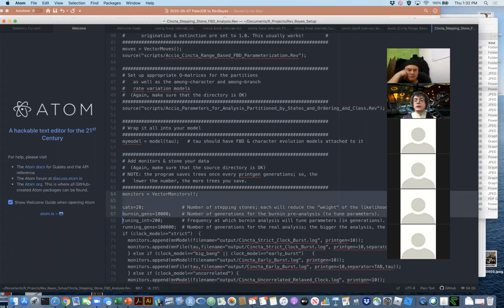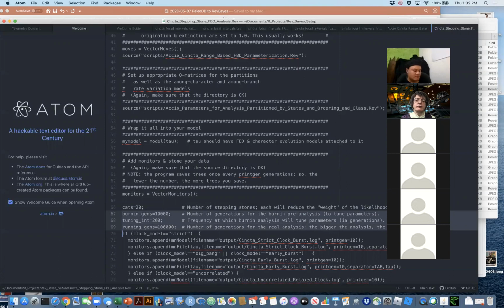The monitors command is basically going to tell you what to output to the screen, what output to files. Cats here is going to tell you, because it's a stepping stone approach, how many different stepping stones. Each one of these, if we have 20, is going to get 1/20th of the way further to completely ignoring likelihoods, starting from 1 going to 0, although it doesn't follow a strict linear decay. This is more MC babble.